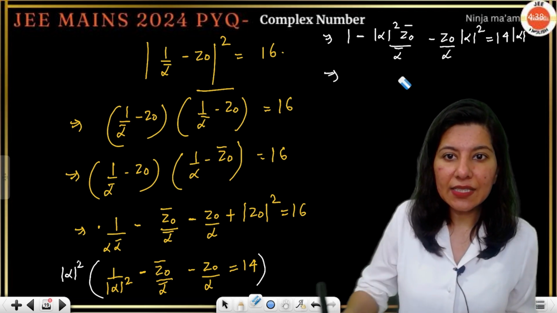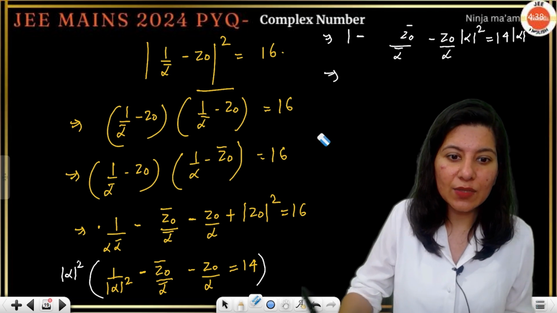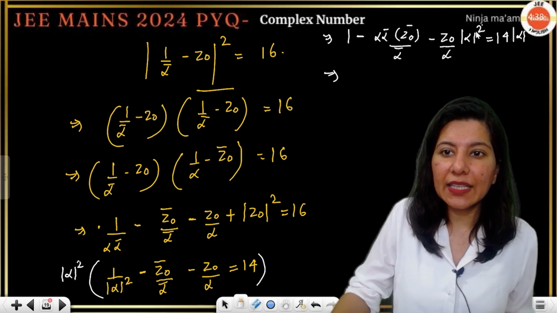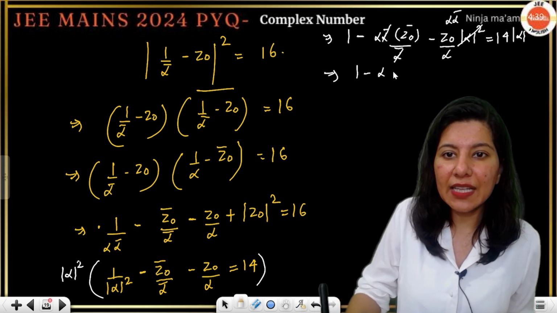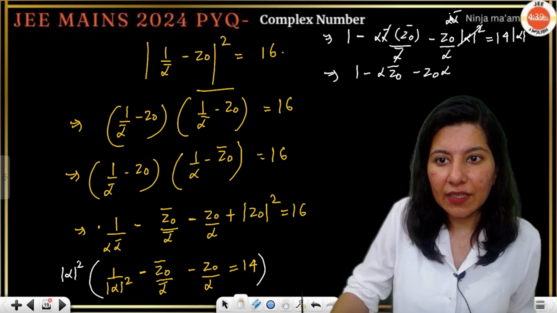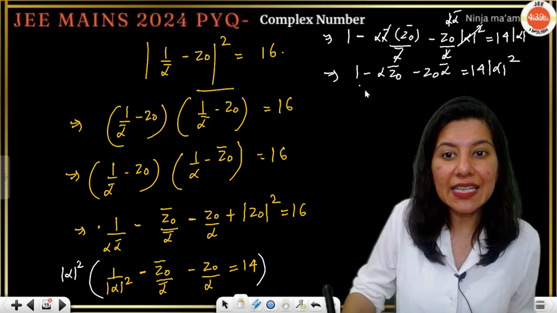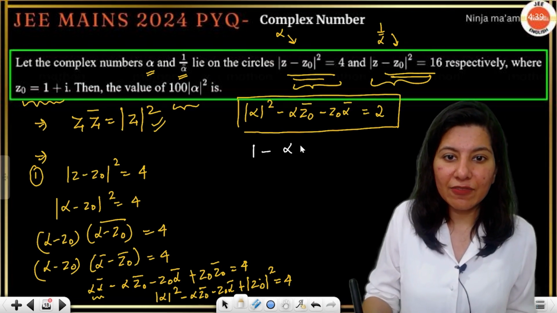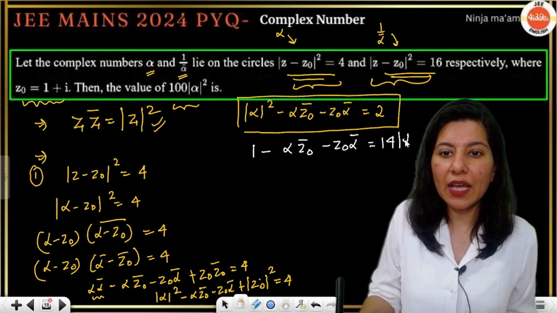Now understand this alpha square, mod alpha square can be again written down as what? Alpha bar. Yes or no? Again, this is also alpha bar. So here alpha bar cancel. 1 minus alpha z naught bar minus z naught. Again, alpha cancel. Alpha bar equals to 14 mod alpha square. This is our second. Let me just write it over here. 1 minus alpha z naught bar minus z naught alpha bar equals to 14 mod alpha square.